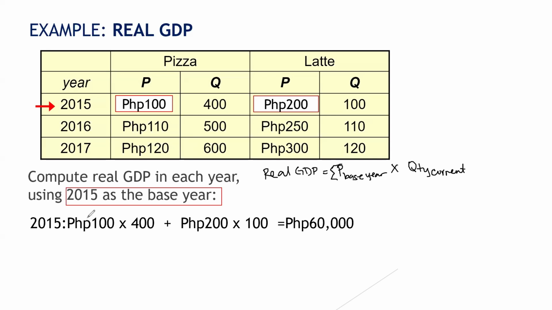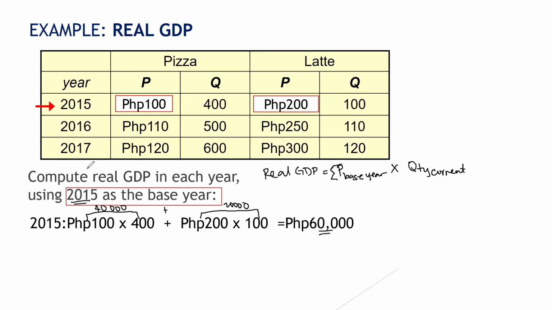So here in 2015, again, we have 100 times 40, so that is 40,000. Then plus 200 times 100, so we have here 20,000. So adding the two, we have here 60,000. So it's the same as the nominal GDP in 2015. Why? Because we use 2015 as the base year. So if we use that year as our basis for computing the real GDP, the real GDP for that year and the nominal GDP for that year are actually equal.